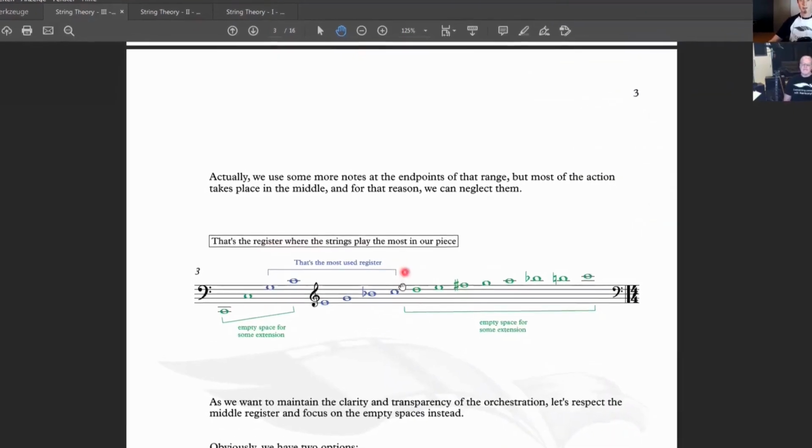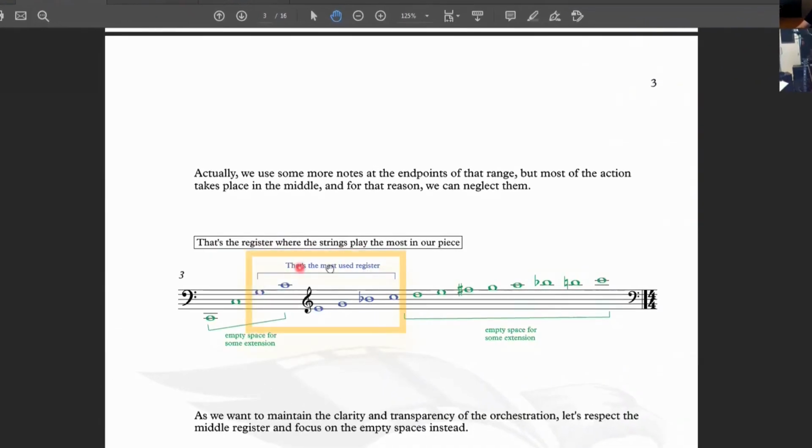Let's jump right in. The sketch takes part mostly in that register here. I'm not very strict with that, so probably for one or two notes I go lower than the G. I don't care. You don't have to be that exact. Just make sure that you know where most of the energy takes place, and that is in this blue labeled section here.